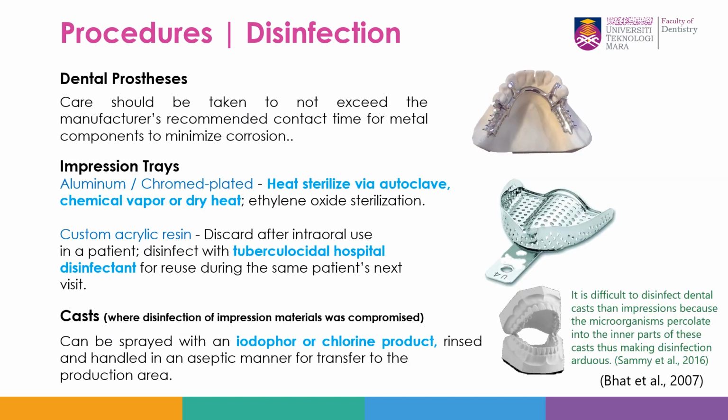Okay, for dental prostheses, mainly we're looking at the chrome cobalt metal framework. Normally we need to follow the manufacturer's recommendations, because if we do not follow that, it might cause a lot of problems, especially corrosion if you have more contact time or different products. Okay. All right, for impression trays, aluminum chrome plated made, it should be heat sterilized via autoclave, chemical vapor or dry heat, or even ethylene oxide sterilization.